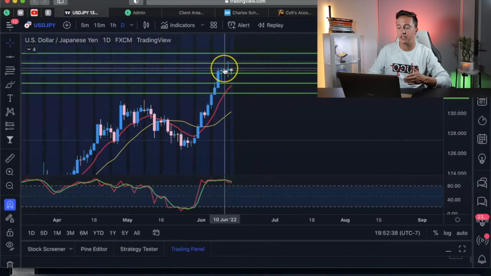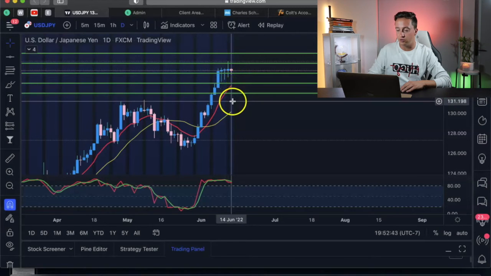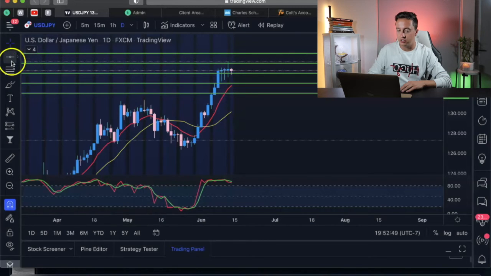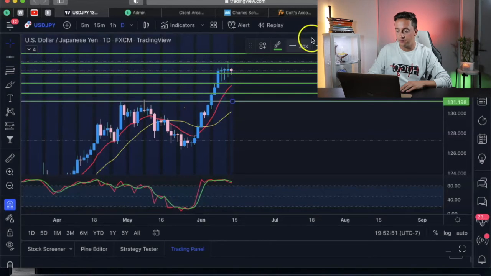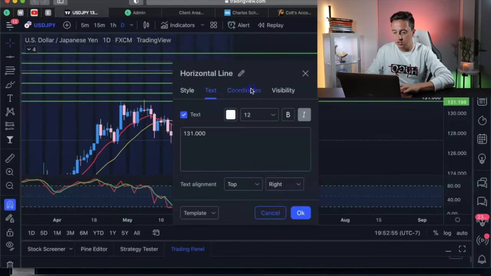What I would do if I were you guys, if you're using USDJPY, is start marking up all these levels right here, because I'm looking at 131 right here, and we hit it right here and right here. So I'm going to just mark it up so you guys can see visually. Let me type in 131.